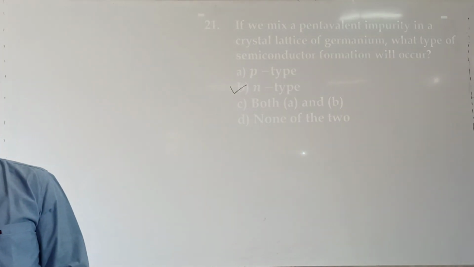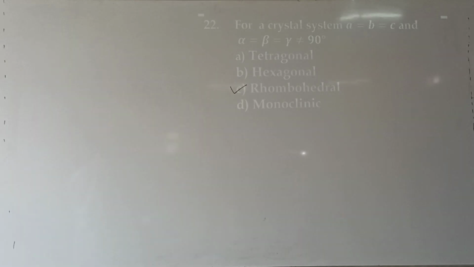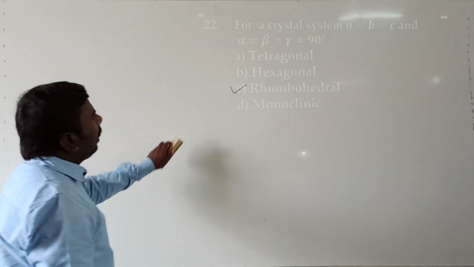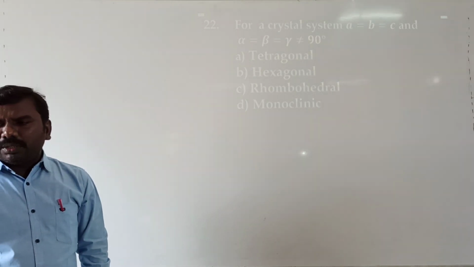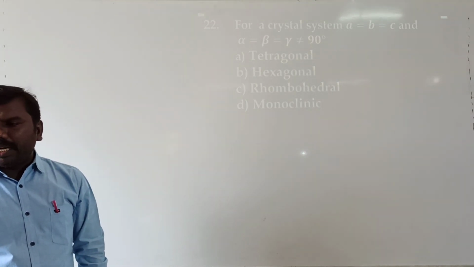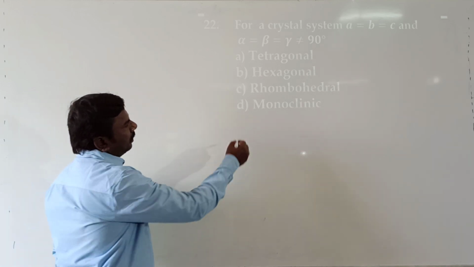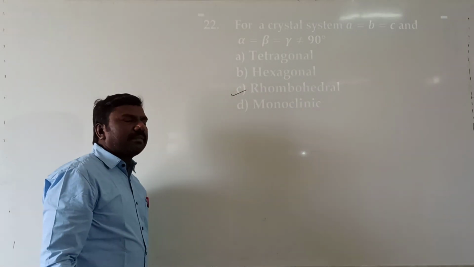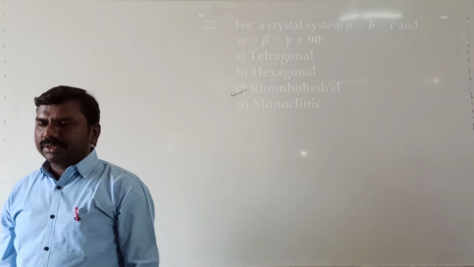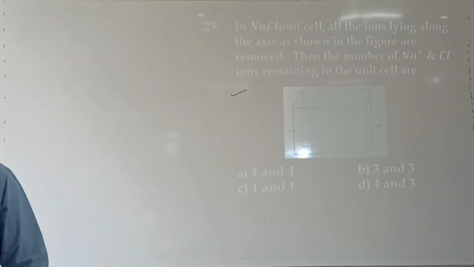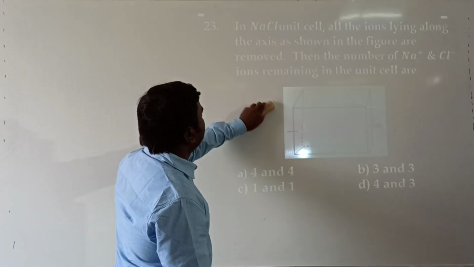Next, for a crystal system, a equal to b equal to c and alpha, beta, gamma equal to which one? Not equal to 90 degrees. Then it is rhombohedral, 7 crystal systems are there. Just verify that. Next, yes, it is given. Check it clearly.